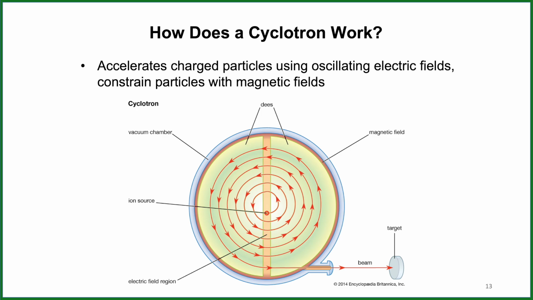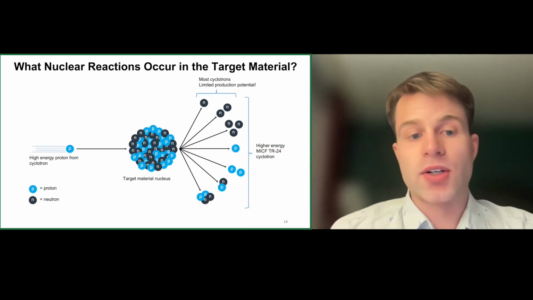Well, we use alternating electric fields and we constrain the particles with magnetic fields. And this allows us, with the magnetic fields, to shoot the high energy proton beam out into a target. And what happens in that target material?